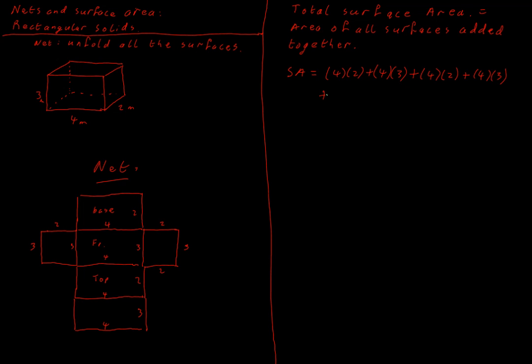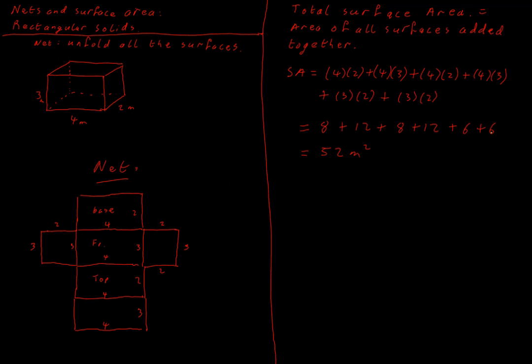plus the sides are going to be 3 by 2, plus 3 by 2 for the other side. The 2 sides are going to be identical because we're dealing with a rectangular solid. So we can multiply all of them out and see what total surface area we get.